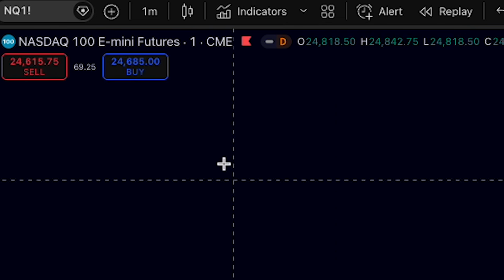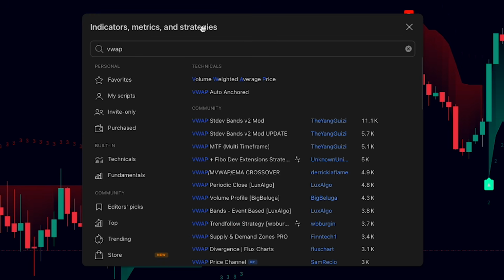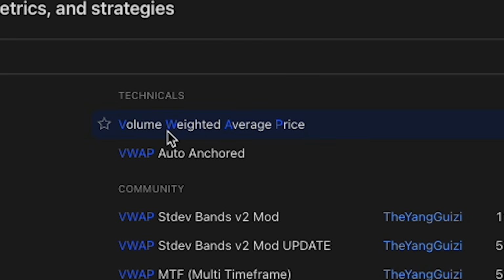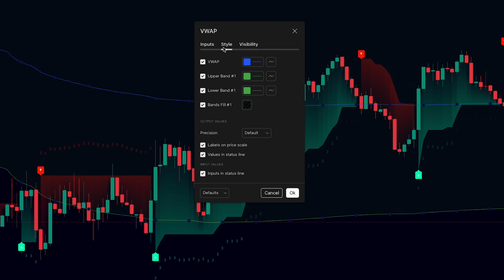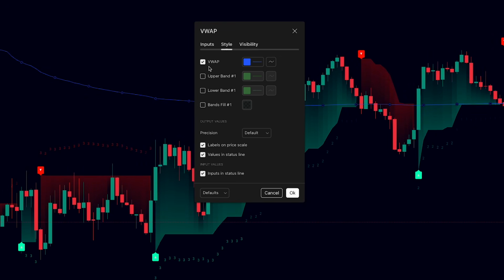For that, we're going to click back on indicators at the top and add VWAP, which stands for volume weighted average price. Now click on the settings and make sure you're using the default settings. Then go to style and uncheck the lower band, the upper band, and the band's fill. So the only thing we want is just the VWAP line.